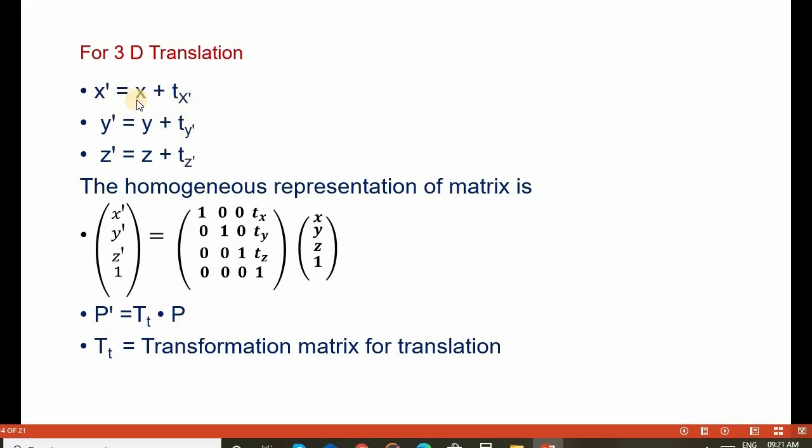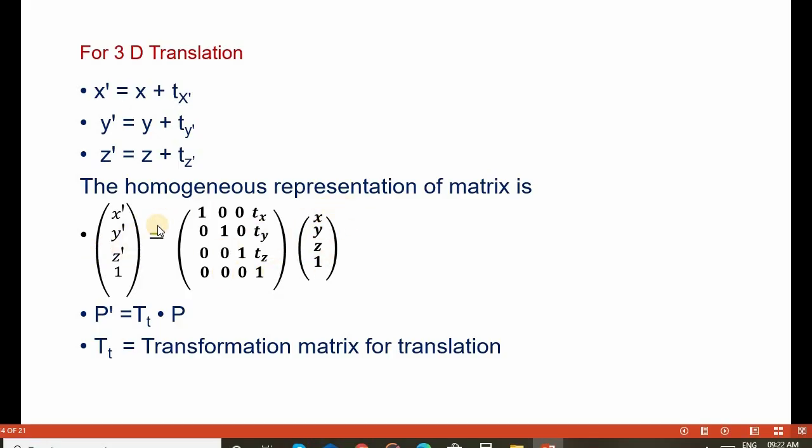So x dash equals x plus tx. In the x-axis we are adding the increment tx, in the y-axis adding the increment ty, in the z-axis adding the increment tz. So the homogeneous representation of the matrix is x dash, y dash, z dash, 1 equal to. We are converting to the homogeneous matrix form so that we can have the matrix equation: x dash, y dash, z dash, 1 equals 1 0 0 tx, 0 1 0 ty, 0 0 1 tz, 0 0 0 1 times x, y, z, 1.